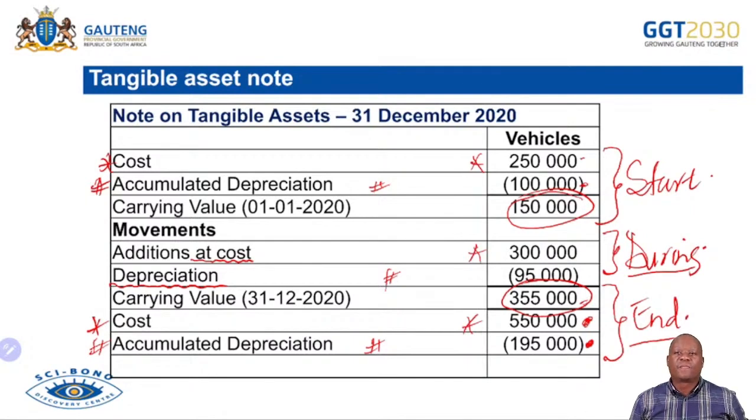355. The most important thing when it comes to the fixed asset note is to understand the relationships that exist between cost and carrying value, between the cost at the start and the cost at the end, and between accumulated depreciation at start and accumulated depreciation at the end. Those relationships, when respected, usually we enjoy our accounting.